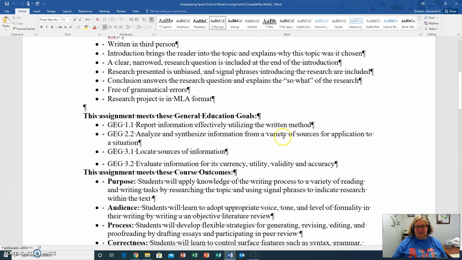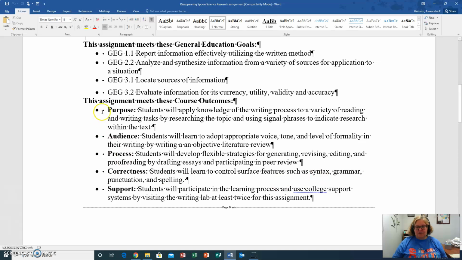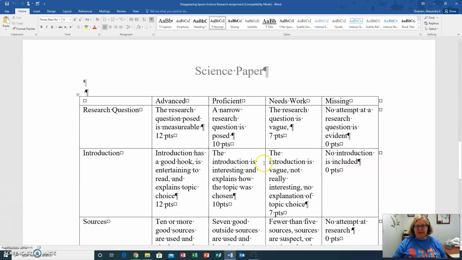Research, these general education goals, these course outcomes. And the important part to students, the grading. So again, proficient is the 100 out of 100. Advanced is your extra credit opportunity. So you're proficient. It should be a narrow research question. You shouldn't be like, what is silver? Because that's pretty broad. But what are antiseptic properties of silver? That narrows the question much more.